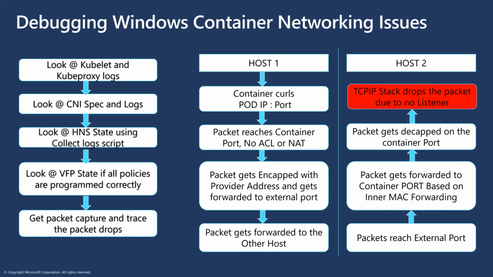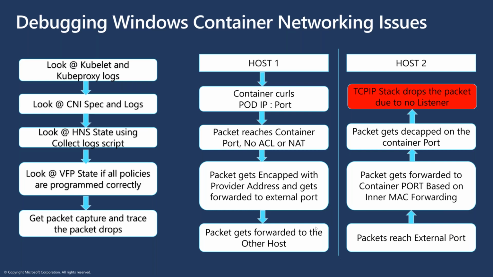The packet reaches the container port. Since this is pod to pod, there should not be NAT and it should be encapped. So the packet gets encapped and forwarded to the forwarding plane, and the forwarding plane looks at the destination MAC and forwards the packet to the corresponding port. On the inbound direction of that port, we will decap the packet and then the packet will be given to the TCP/IP stack. Since the TCP/IP stack doesn't have a listener, since I stopped it, it will be dropped.